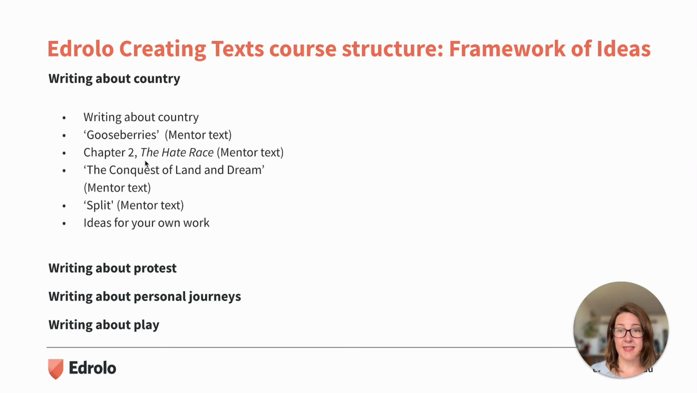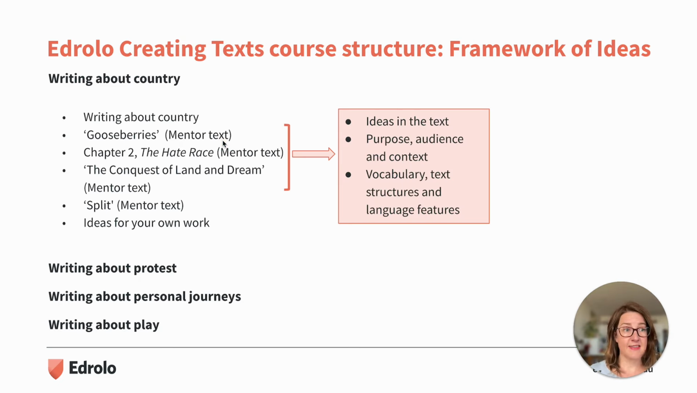So if we move on here, here's our first section in the EdRolo course, the framework of ideas and the mentor texts. So our plan is to have a short lesson on each mentor text, and each of these lessons will contain a discussion of the ideas in the text, the purpose, audience, and context, and the vocabulary, text structures, and language features.